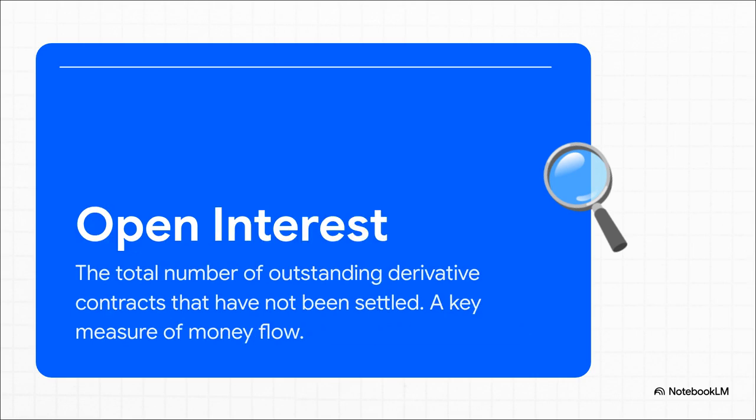Now, here's a term people often get mixed up with trading volume. Don't. Volume is just how many contracts were traded today. Open interest, on the other hand, tells you how many contracts are still active, how many positions are still open and haven't been closed out yet. So if you see prices rising and open interest is also rising, that tells you that new money is flowing into the market. It signals a lot of conviction behind that trend. It's a really powerful way to read what the market is thinking.